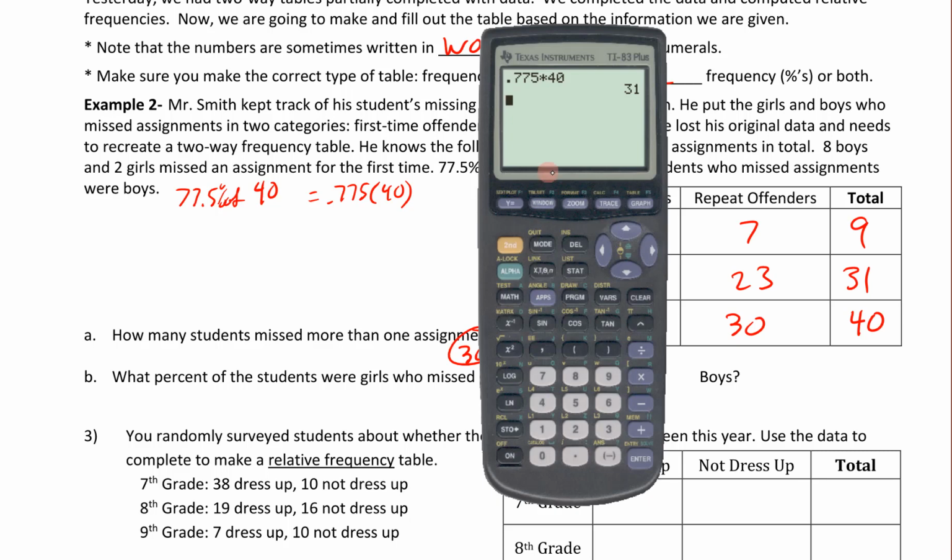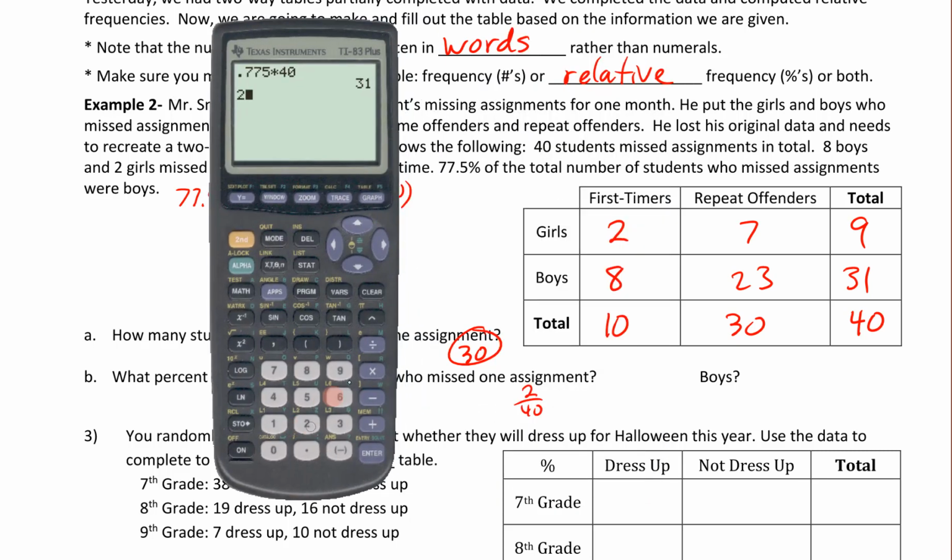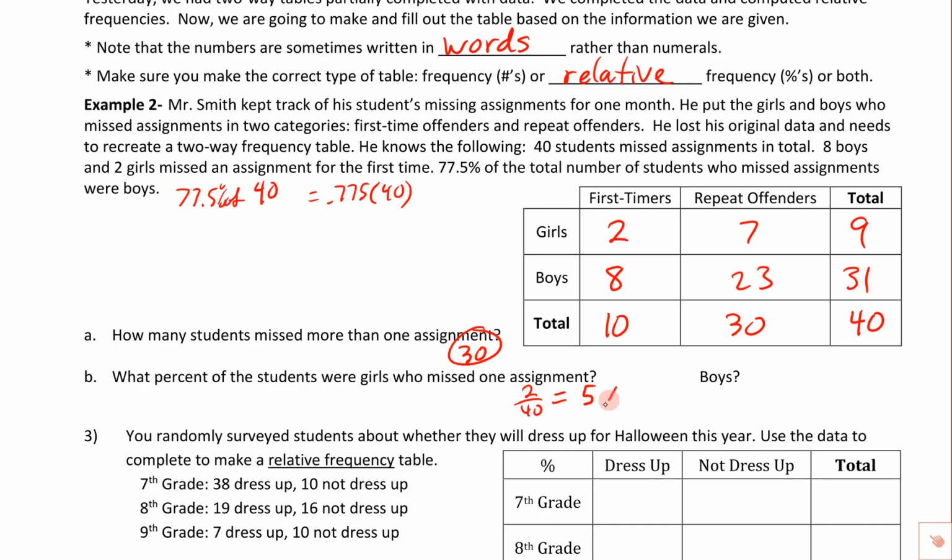Let's grab the calculator and figure out what percent that would be. 2 divided by 40, you might know what this is already. That's going to be 0.05. Move it over 2 places, so that's going to be 5%. So we'll put 5% there.